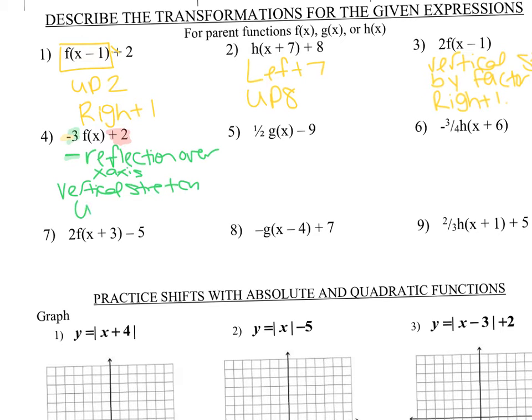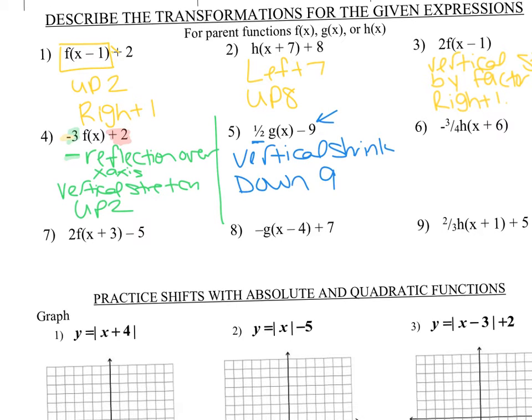The next one, there's a 1/2 in front. This is less than 1, in between 0 and 1, so it's going to shrink this vertically by a factor of 1/2. And this 9 is on the outside of the parentheses, so it's going down 9 units. Okay, so if you want to look at the key for the rest of these, go for it, but that's pretty much the gist of that.